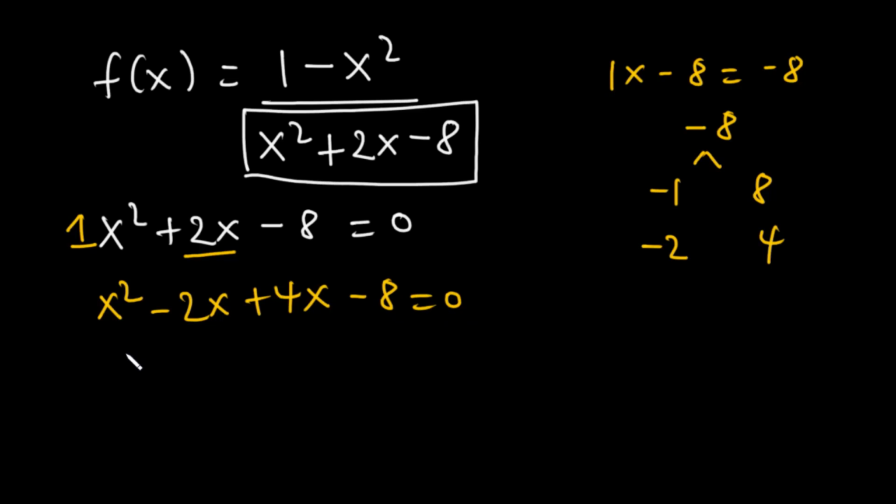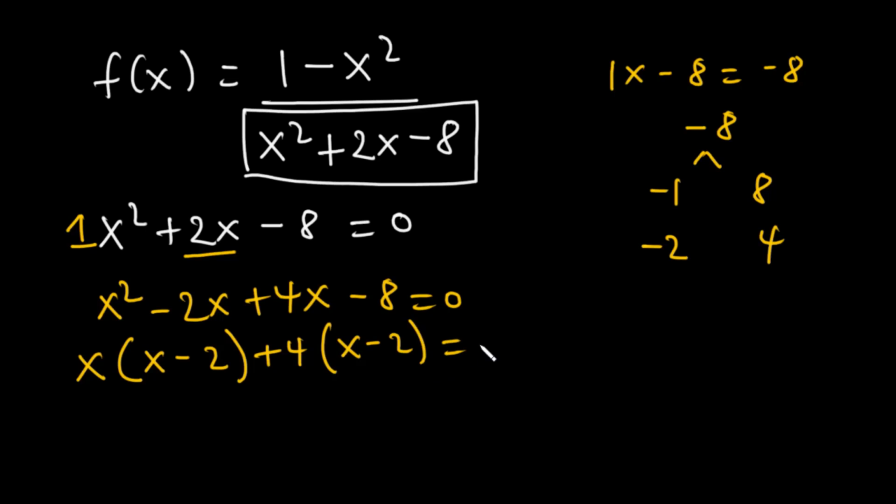Now, grouping like terms, the greatest common factor between x squared and negative 2x is x. So x will be on the outside, and then we have x minus 2 inside the bracket, plus 4 on the outside times the bracket x minus 2, is equal to 0.